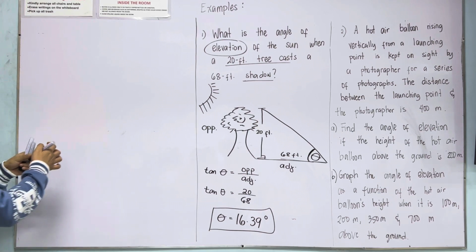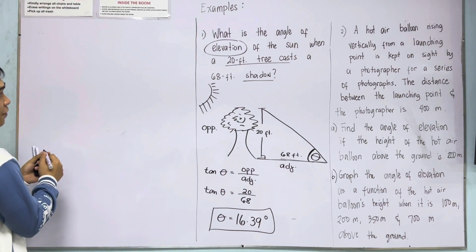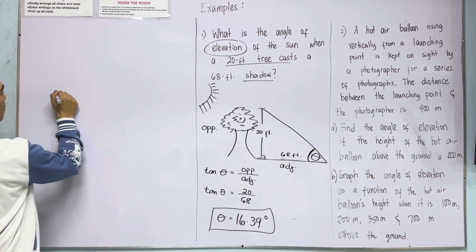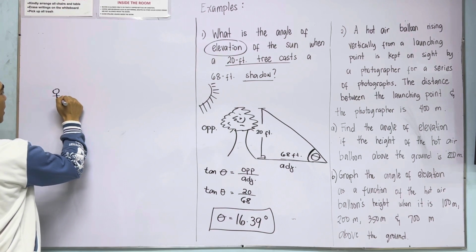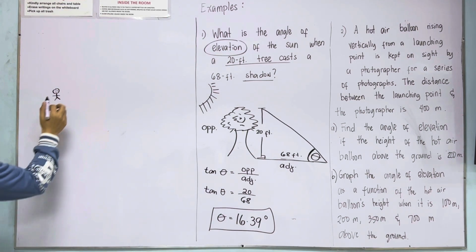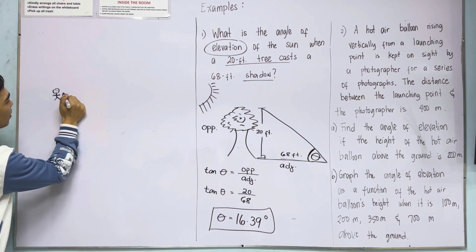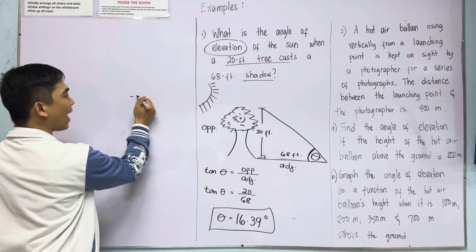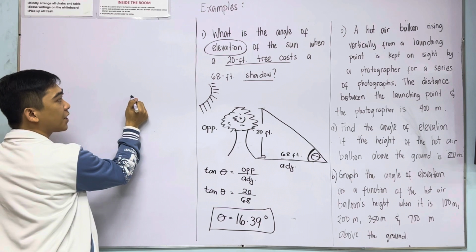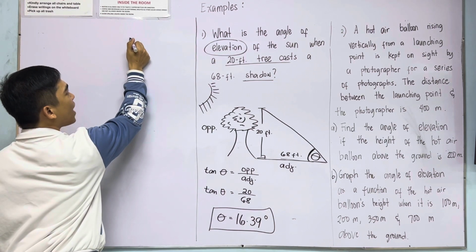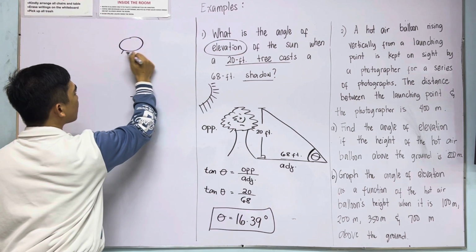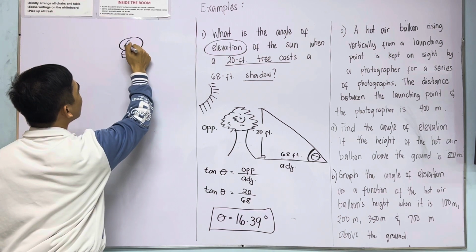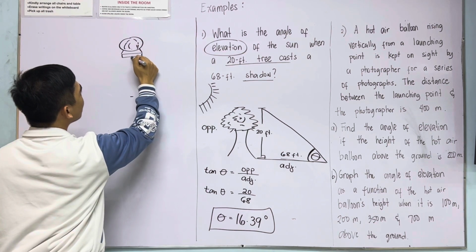Hot air balloon, and the photographer. So let's say, nandito yung photographer naman. Dito yung photographer. Sorry, ganyan lang kaya kong i-drawing. Siyempre may camera siya. Tapos, andito yung starting point ng hot air balloon. Tapos yung hot air balloon daw, umaangat siya vertically. So let's say, andito na yung hot air balloon.